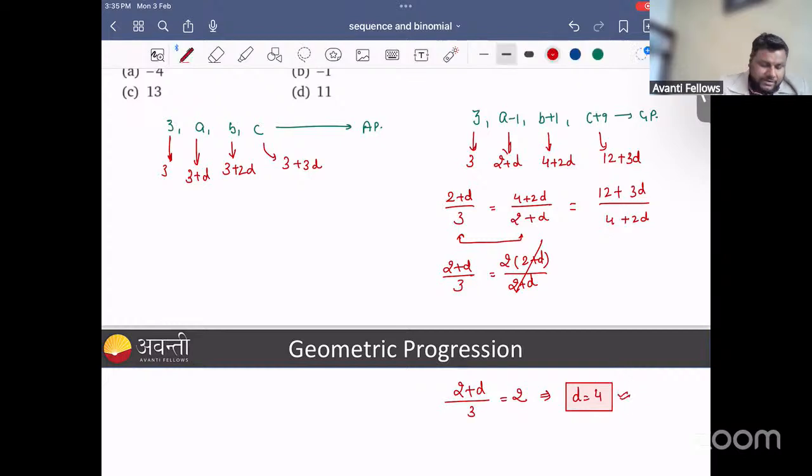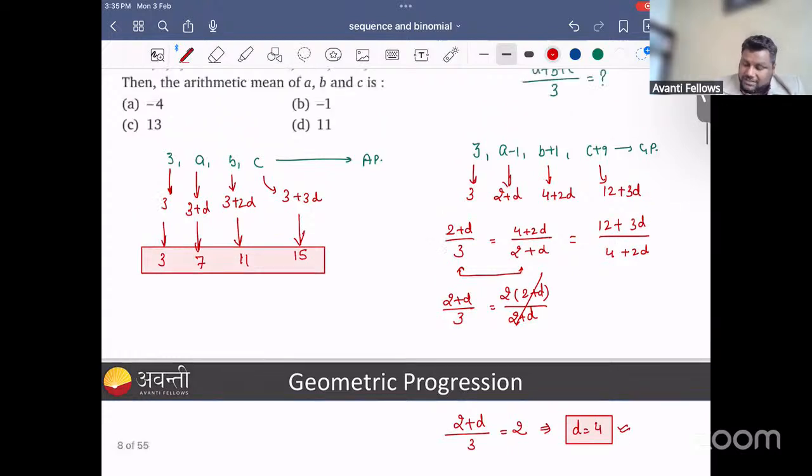Agreed? So if D is 4, your terms became, this is 3, this is 7, 4 to the 8 and 3, 11, 4 3 ja 12 plus 3, 15. So these are your 4 terms. Am I correct?